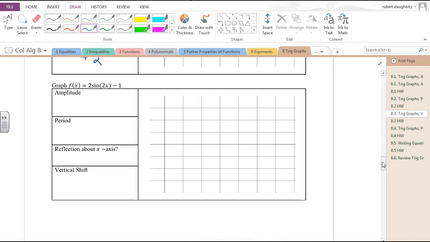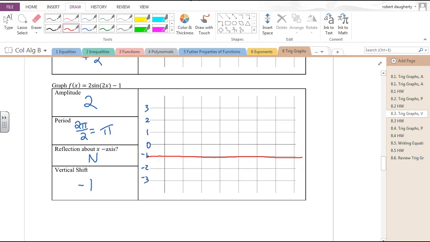What is our amplitude here? 2. Our period: 2 pi divided by 2, which is pi. Okay. Has it been reflected about the x-axis? No. Vertical shift of -1. Okay. So if this is 0, 1, 2, 3, -1, -2, -3, I'm going to draw a horizontal line where? Yeah, at -1. And that's where I'm going to do my graphing, okay?